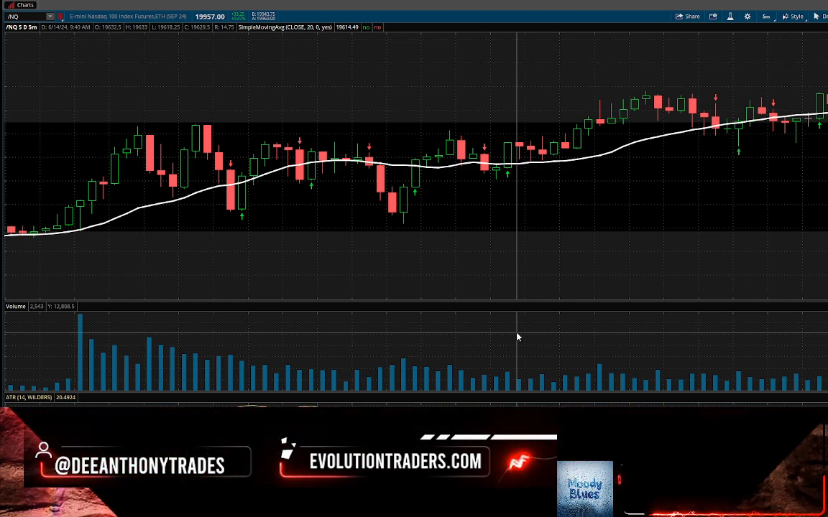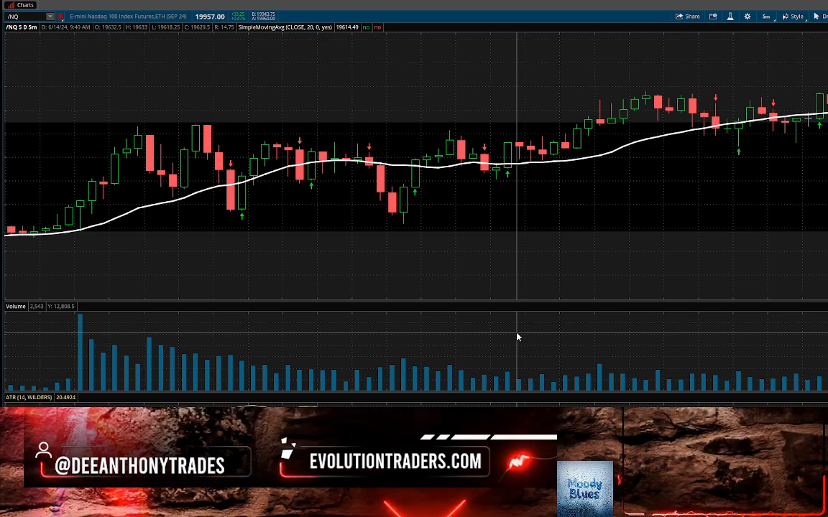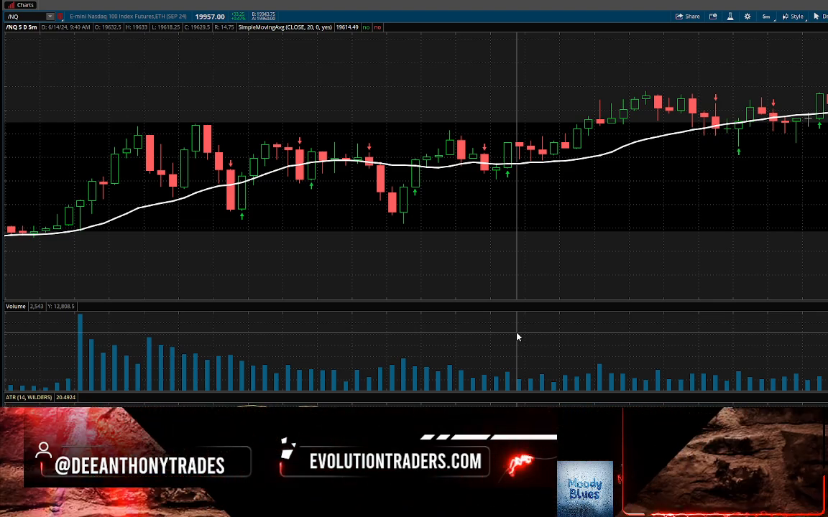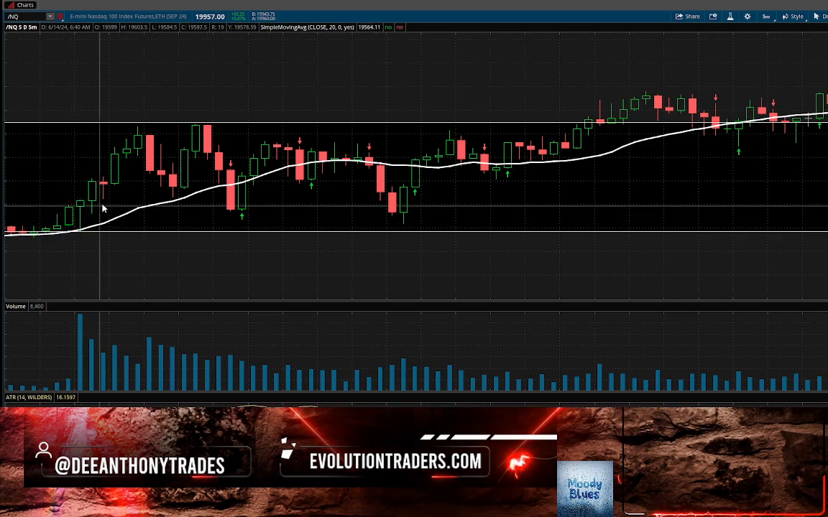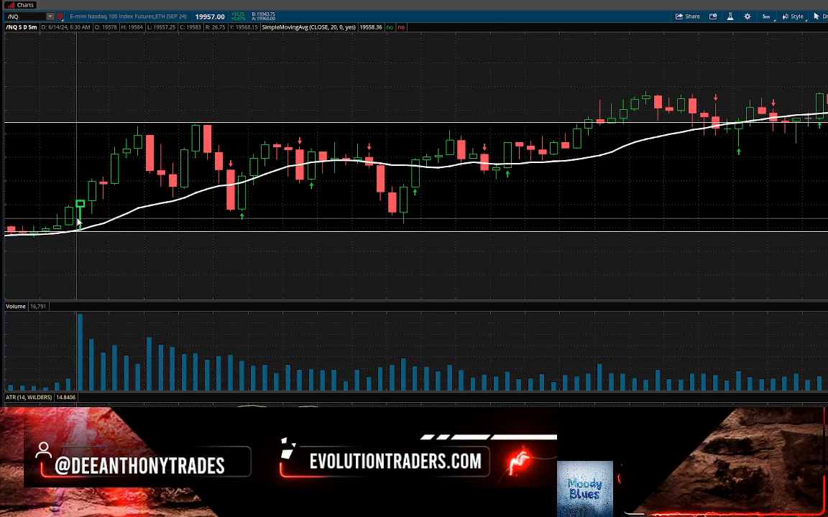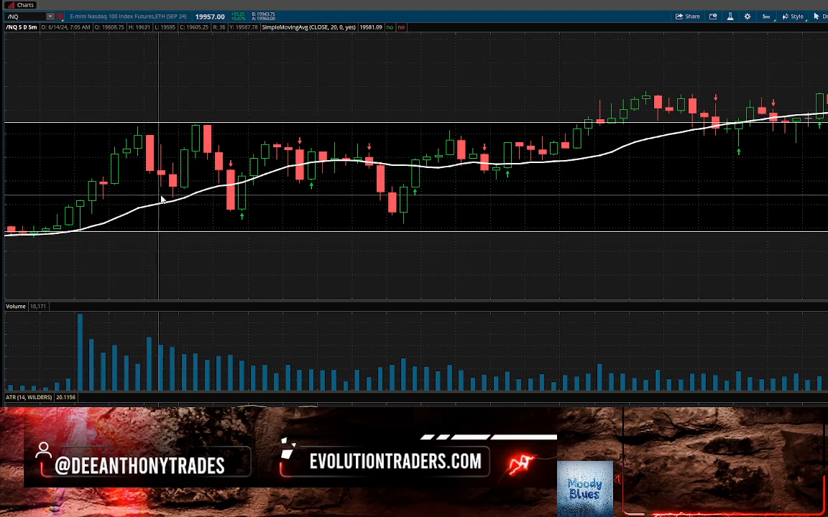I want to quickly have my eyes drawn to where was the last time that price closed over or under the 20 SMA, and do I have potential to take a trade? That's it. So if we look at the trading going into the market open, we were already trading above the 20 SMA. So there's not going to be any arrows there.